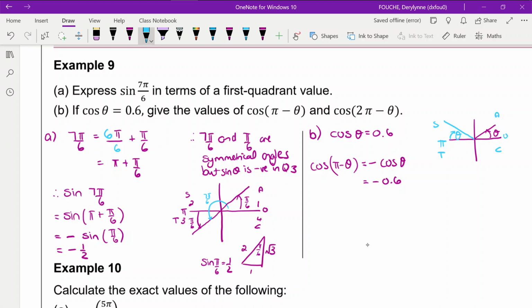Let's have a look at the next one that says 2 pi minus theta. Remember, I start at 0, I go in an anti-clockwise direction to pi, and then around to 2 pi. So 2 pi in the positive direction minus theta means it's going in the clockwise direction. So my angle is sitting over here. Now, cos is positive in quadrant 4. So that means cos of 2 pi minus theta is equal to positive cos of theta, and that's 0.6.